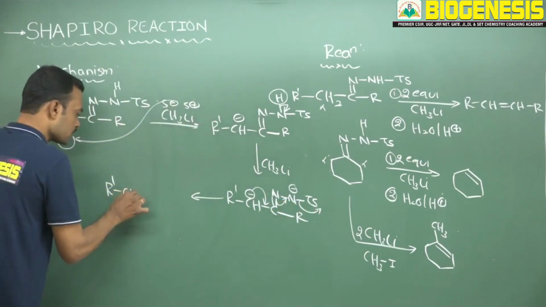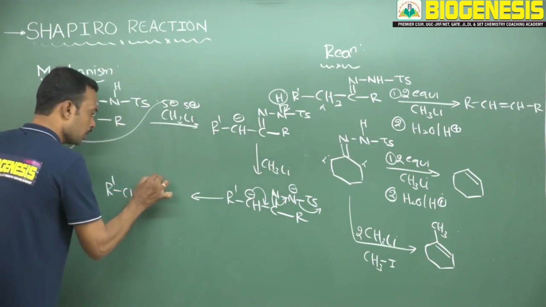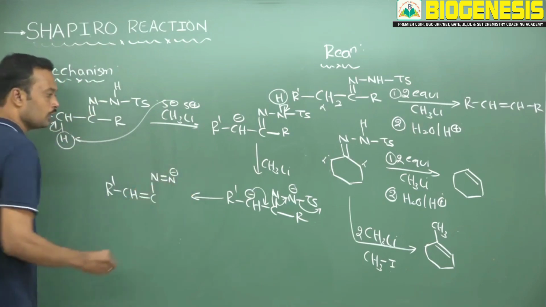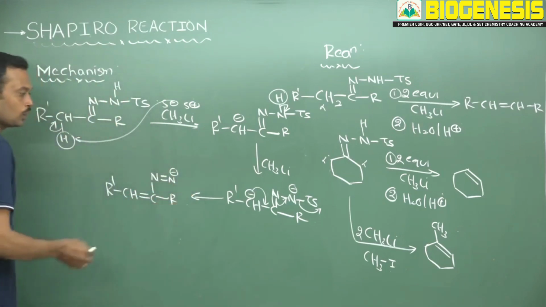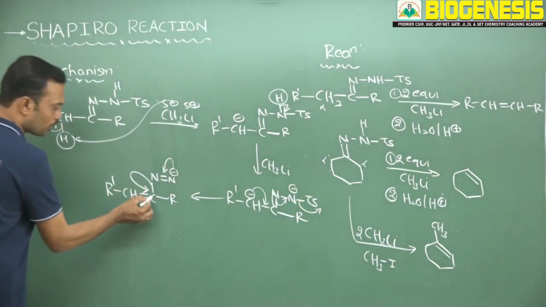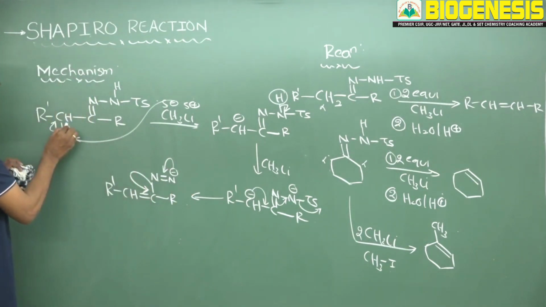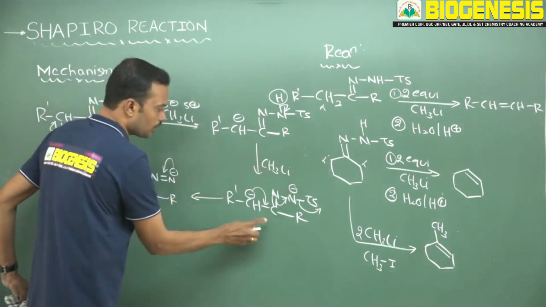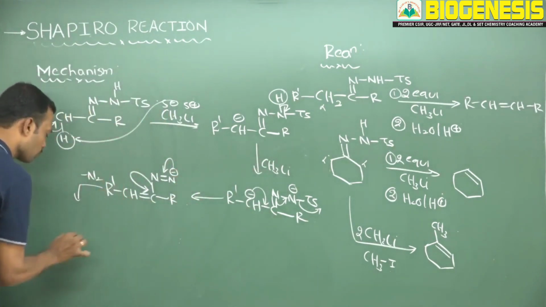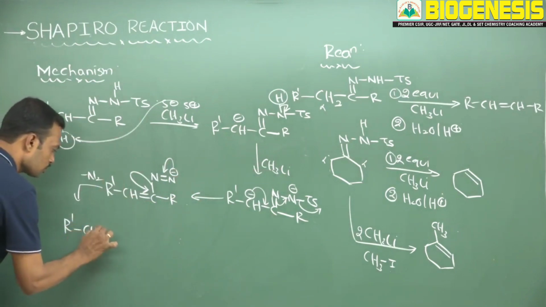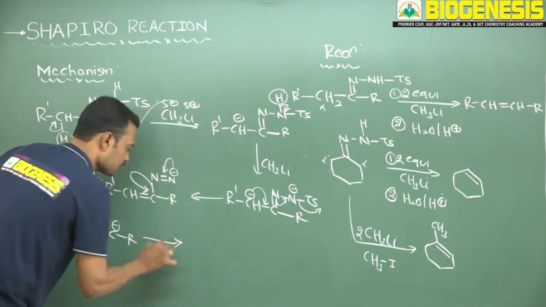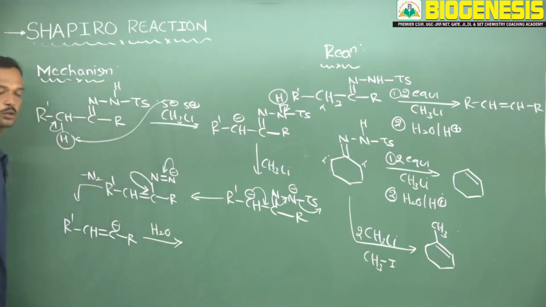So R dash CH double bond, and here nitrogen nitrogen you will get a double bond, and see this nitrogen carries a negative charge, and this is R. Now further this migrates here, it is transferred to this carbon. Now observe carefully, this carbon belongs to this one. So this carbon is now converted into a carbanion. So what is removed here? N2 is removed.